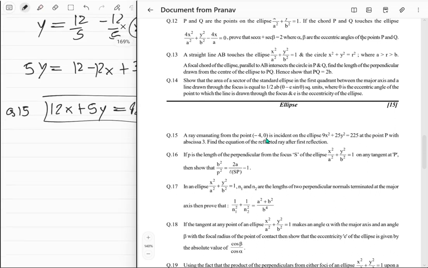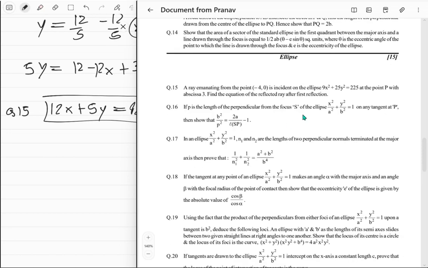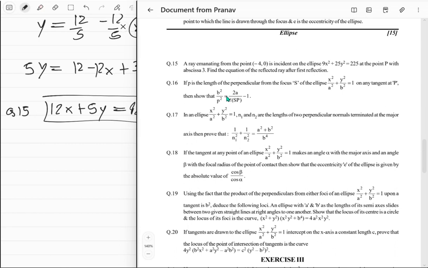Question number 16. If p is the length of the perpendicular from focus S of this ellipse on any tangent at P, show that b squared upon p squared is equal to 2a upon the length SP minus 1. Seriously? Can't believe this. So basically they're saying figure out what p is, right? So what's the perpendicular length basically?